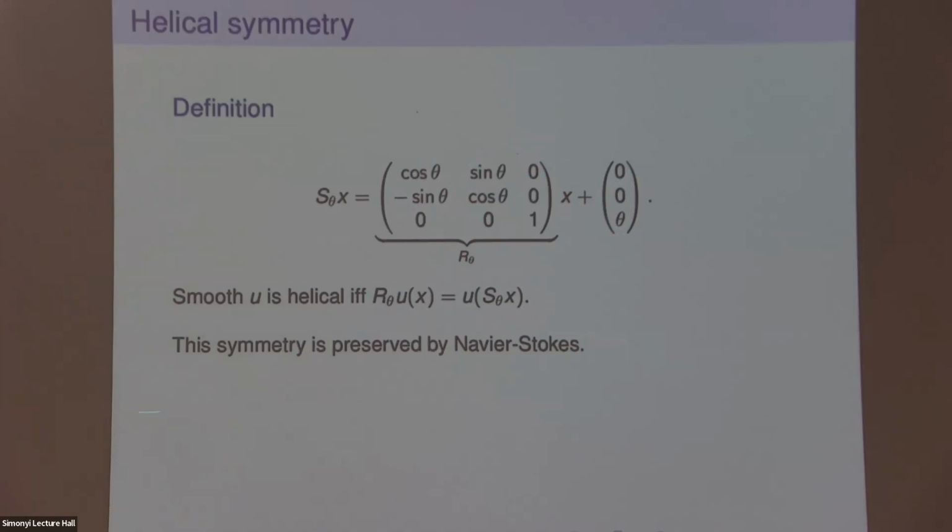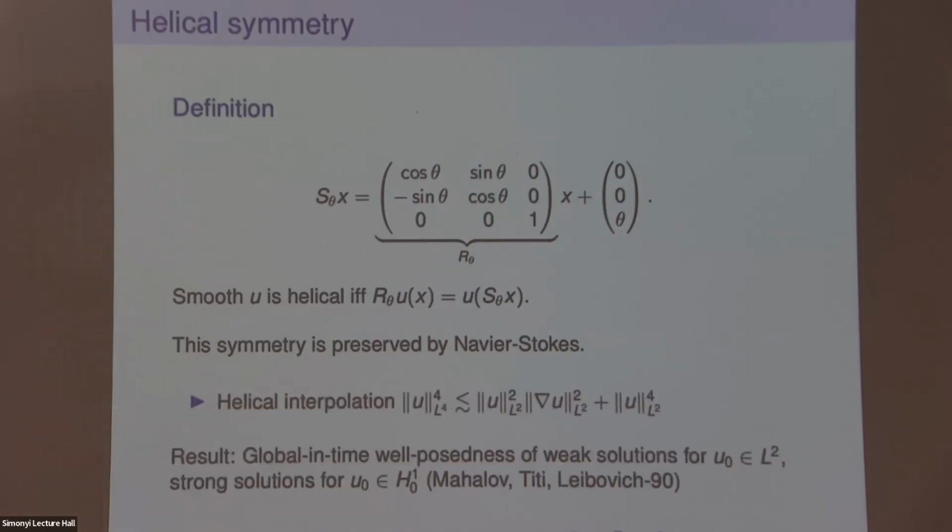And the point is just that the symmetry is preserved by Navier-Stokes, okay? So because of this helical symmetry, you can have these estimates, and then in particular, you can have a global in time well-posedness result if your initial data is in L2, and a strong solution if your initial data has enough regularity, okay? What I want to study is when we have an initial data which is much more singular, which is this vortex filament, okay? And then in particular, initially, just because of the configuration, our velocity is not in L2.